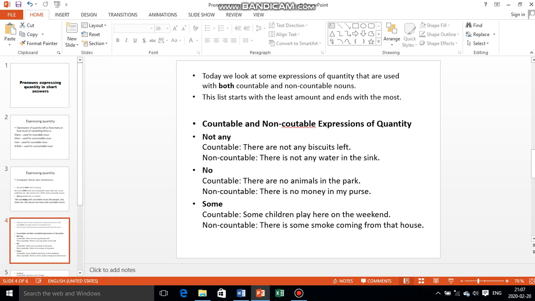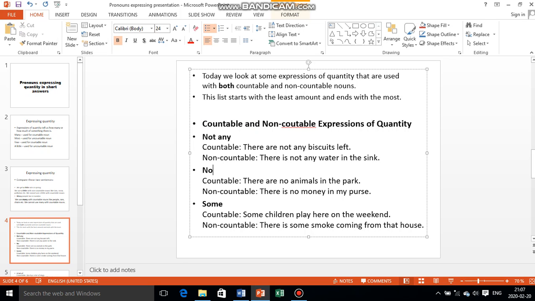Just like for example, not any. Okay, so not any. This is a negative sentence. Countable noun: there are not any biscuits left. The word biscuits is a countable noun. And another example for an uncountable noun: there is not any water in the sink. Water is an uncountable noun. So this is one example where expressing quantity you can use both countable and uncountable.